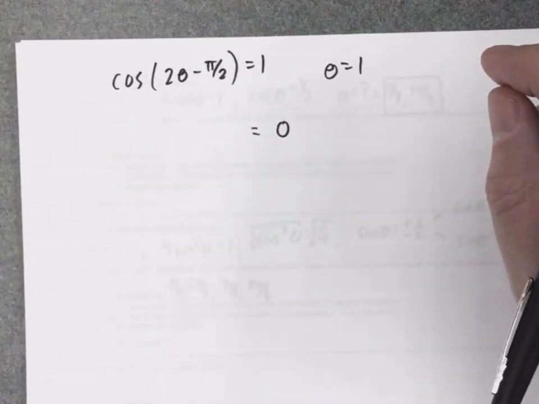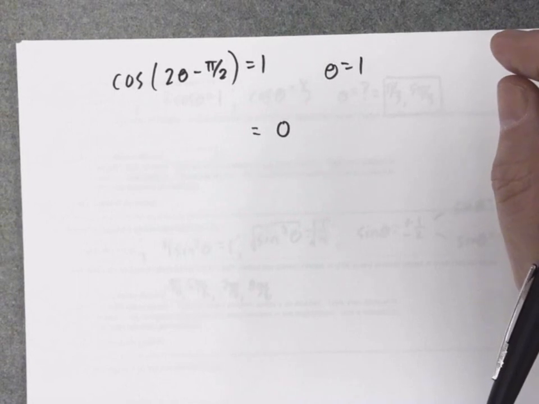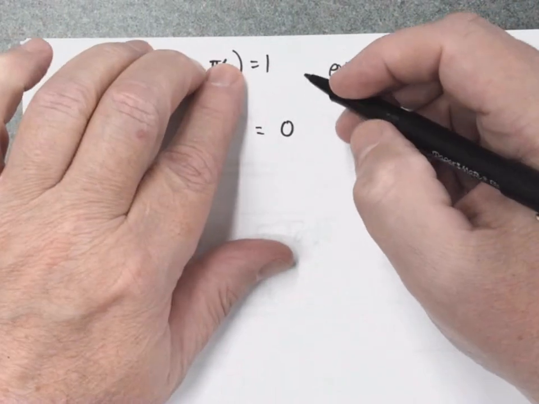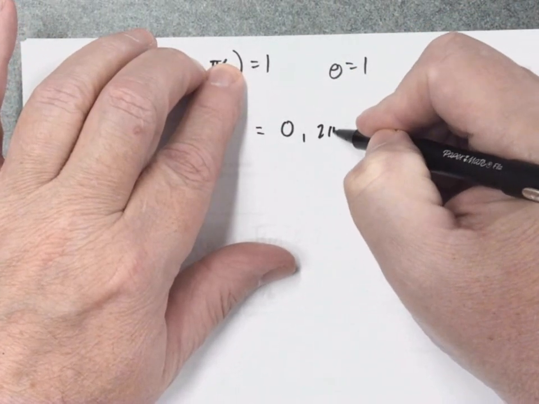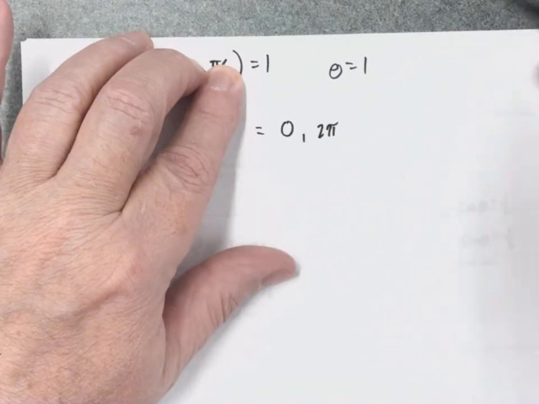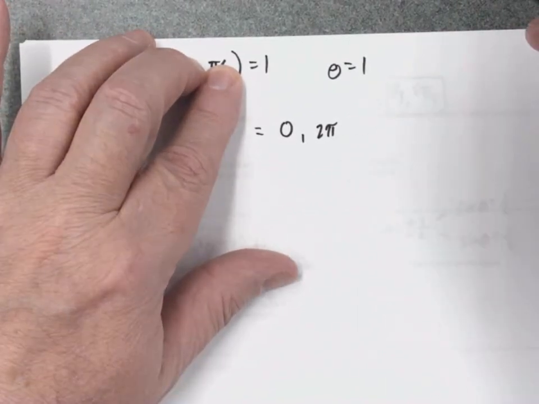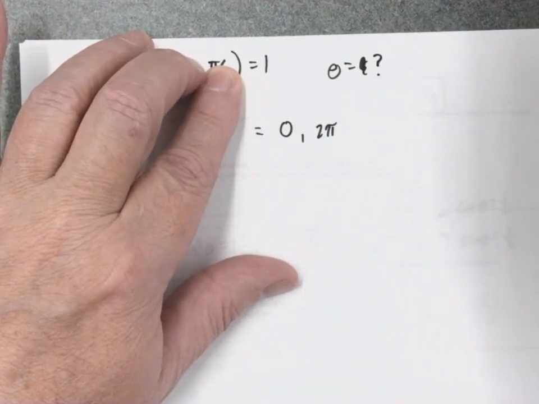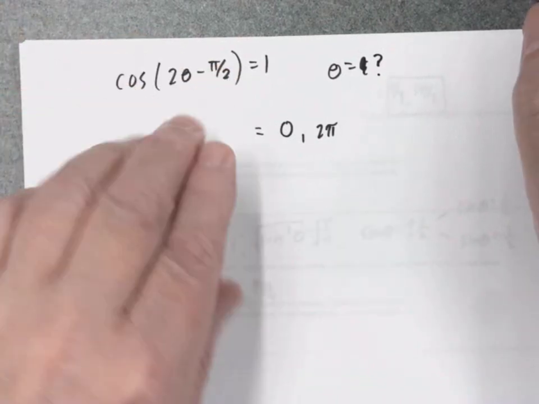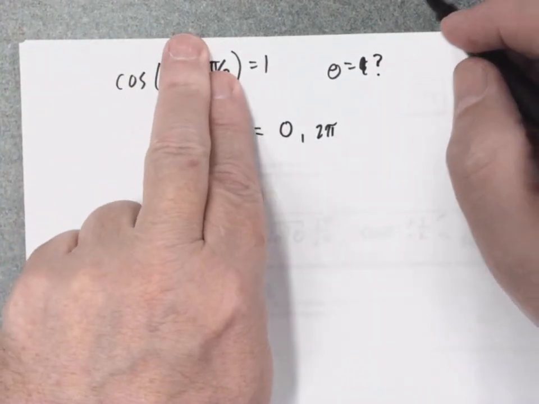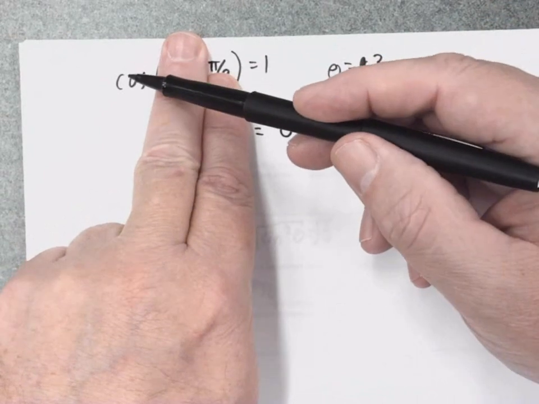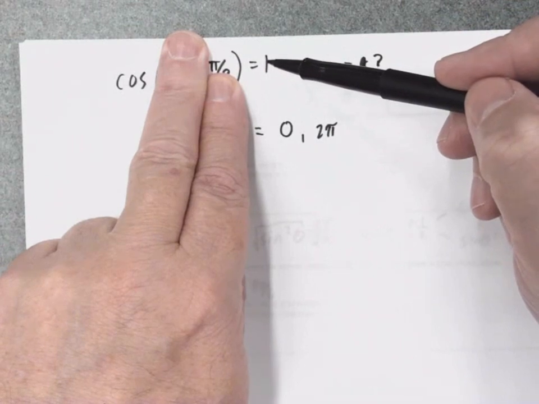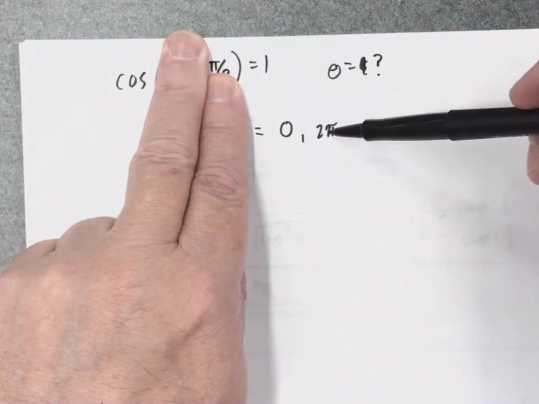Well, no, I'm trying to think. Just to be safe, let's include 2 pi and see what happens. Sorry, I should have put, we're trying to solve for theta. So once again, I look up here and I ask myself, what are the angles where the cosine theta equals 1? 0 and 2 pi.